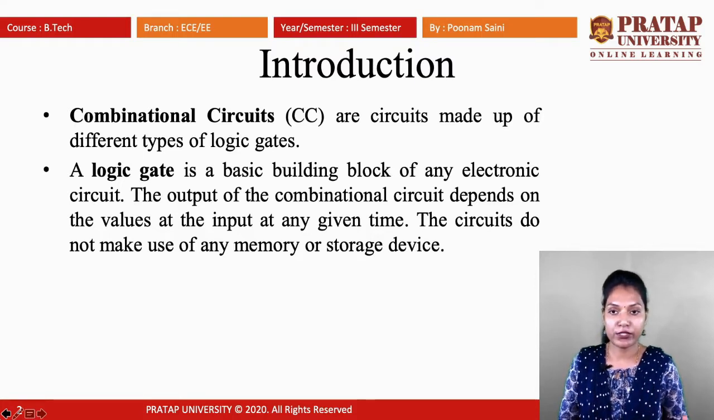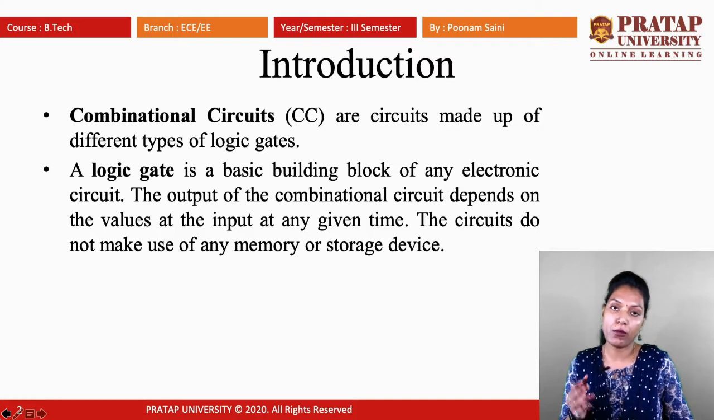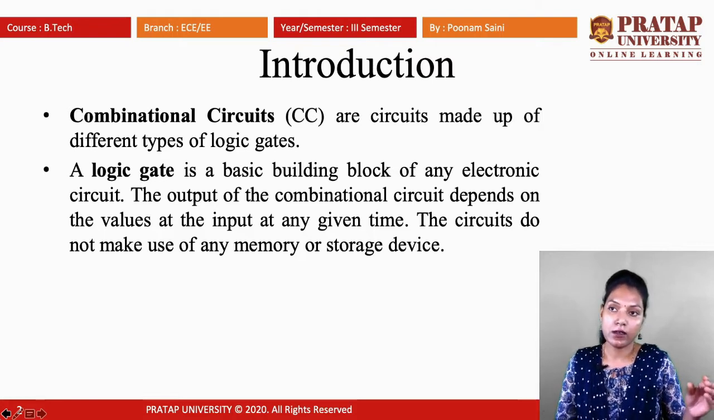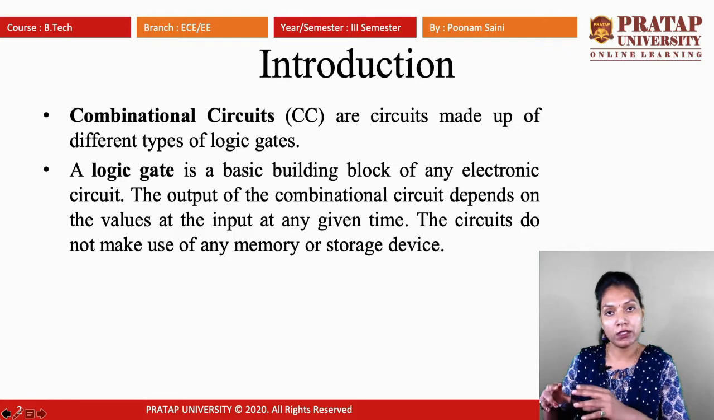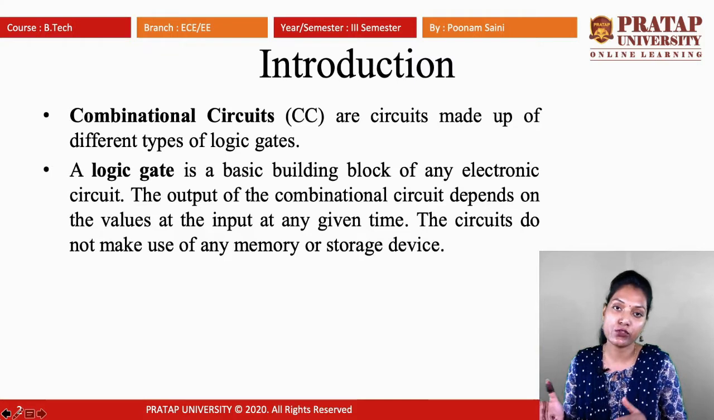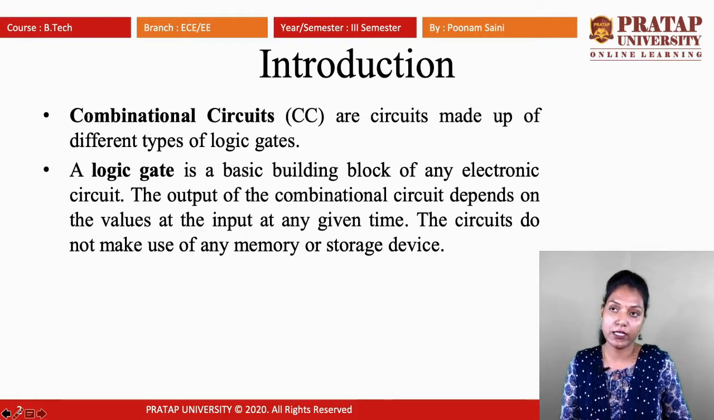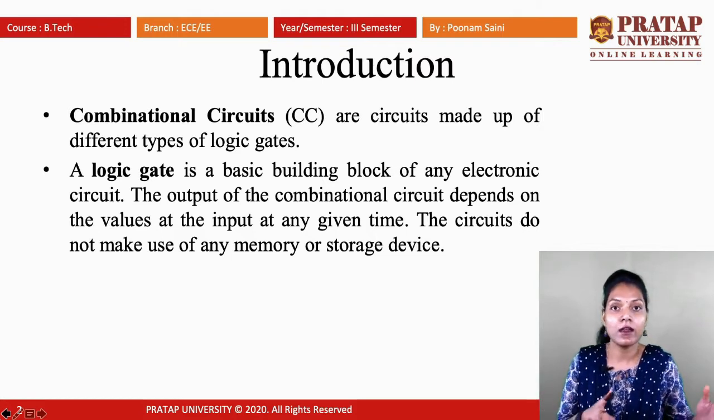So what are combinational circuits? The output of a combinational circuit depends totally upon the input. That means there is no memory element in the circuit, and the output depends totally upon the input. That means there is no feedback path in the circuit. If there is no feedback path, there is no memory element, and because of that the previous outputs have no link with the next output. So a combinational circuit is a memoryless circuit.